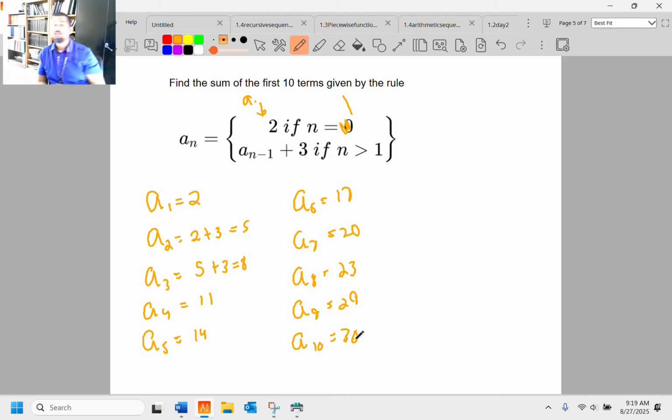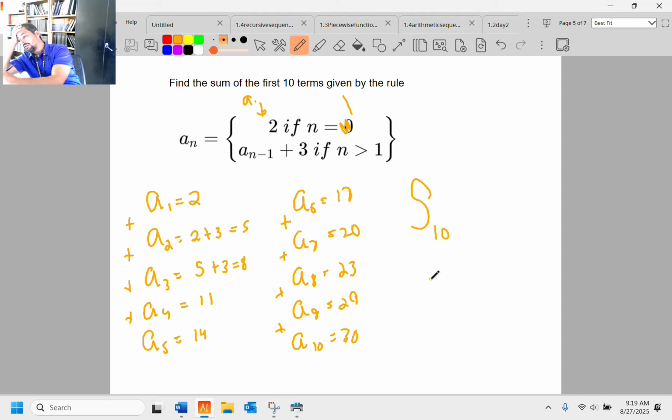Now, this said find the sum, okay? So I'm supposed to add all these things together, right? And it's going to take a while, but I've done this one in class. Now I'll use some funny notation here. I'm going to put S of 10. This means the sum of 10 things. And the sum of those 10 things happens to be 155.